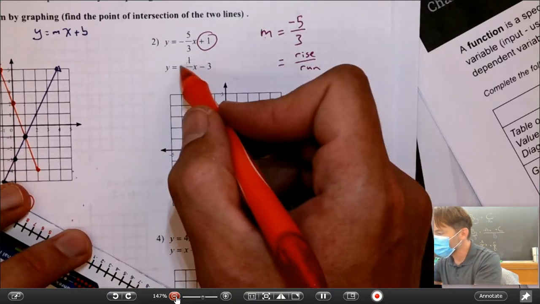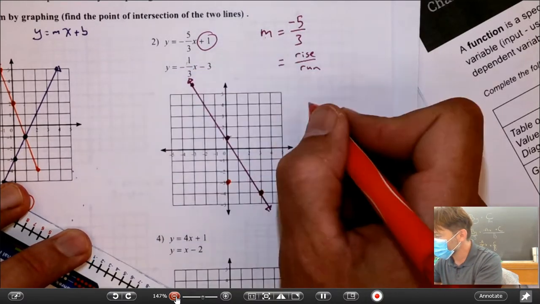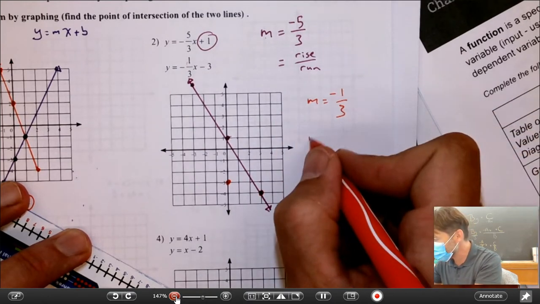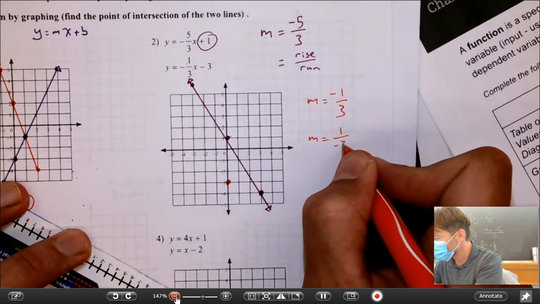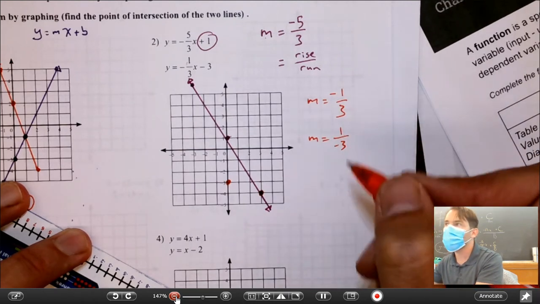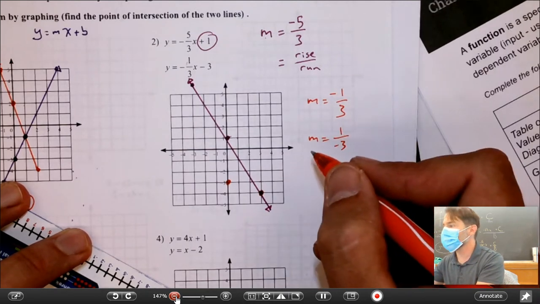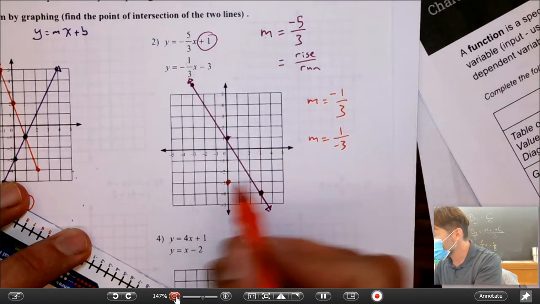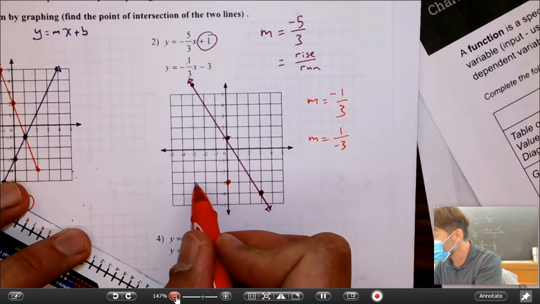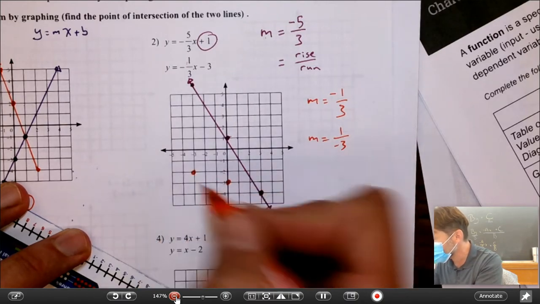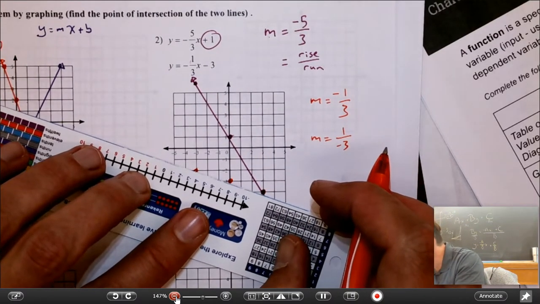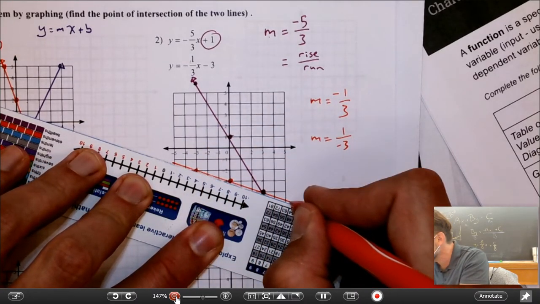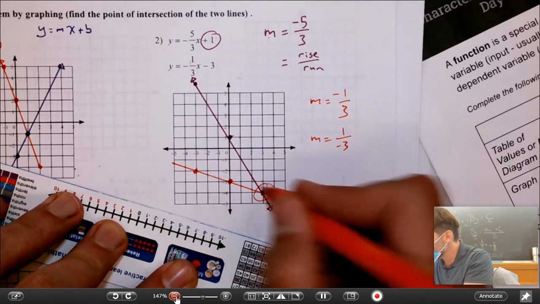But notice I could have written this differently. For this one, m is equal to -1/3. But that is the same thing as saying m is equal to 1 over -3. They are the same. The negative is just floated to the top. Why? Because I can run -3, 1, 2, 3, and rise 1. That gives me that point. Notice that's still on a line with all of these points. So it doesn't matter which direction I go so long as my signs are correct. So there we go. There's my solution.